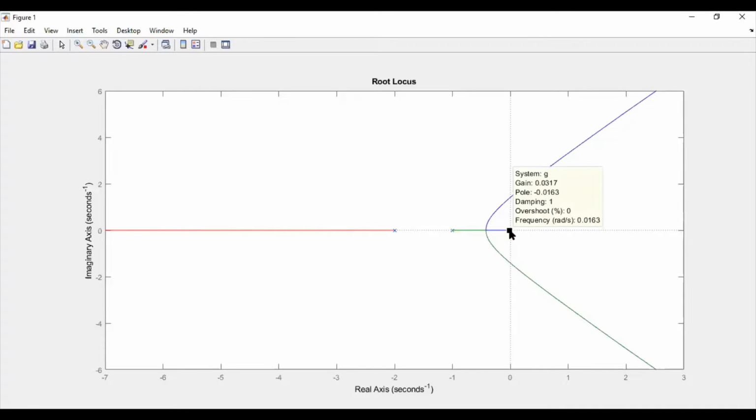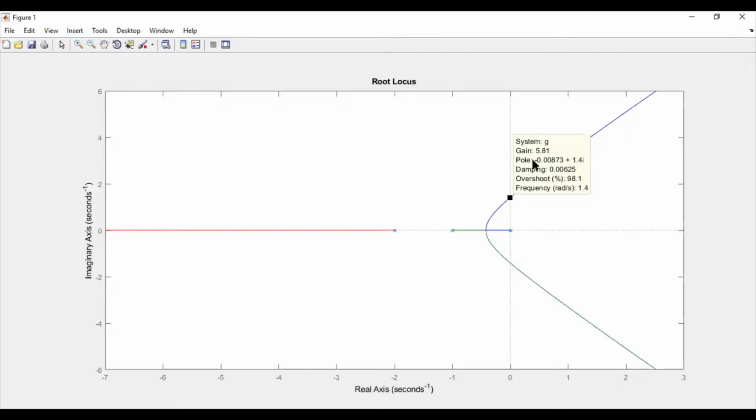I will follow the blue line from here. So I am moving this cursor, and accordingly the gain is increasing, poles are changing. Now they are complex in nature in this region. In this region, the poles were real. So gain is increasing, and on the imaginary axis, that is this 0 line, what you can see is the pole has a very small magnitude for the real part.